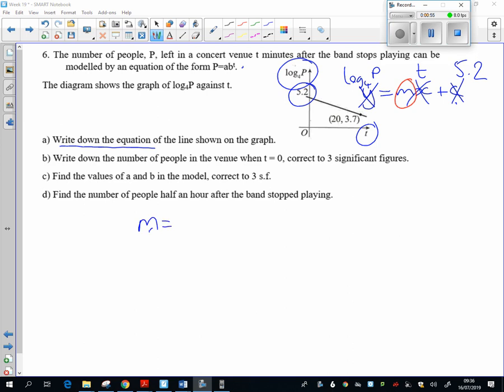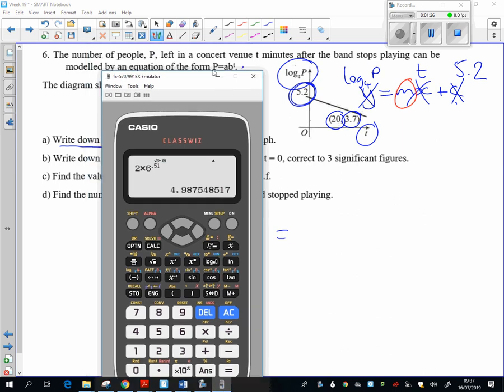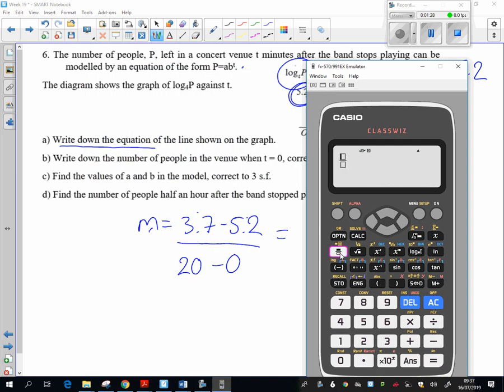So the gradient of that line, well, they've only given me 2 coordinates. I can see it's a negative gradient. So change in y is going to be 3.7 take away 5.2, and change in x, 20 take away 0. I could of course have done 5.2 take away 3.7 over 0 take away 20, would have given me exactly the same answer. So let's get that. So 3.7 minus 5.2 all over 20.